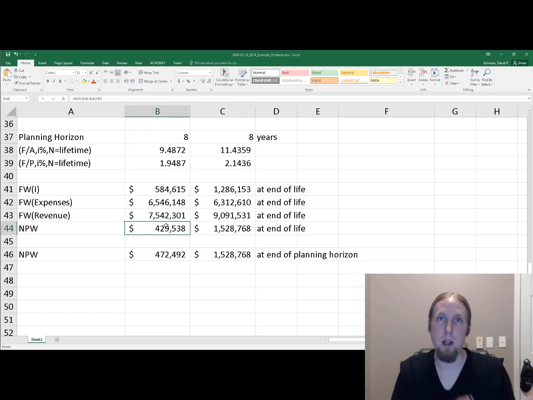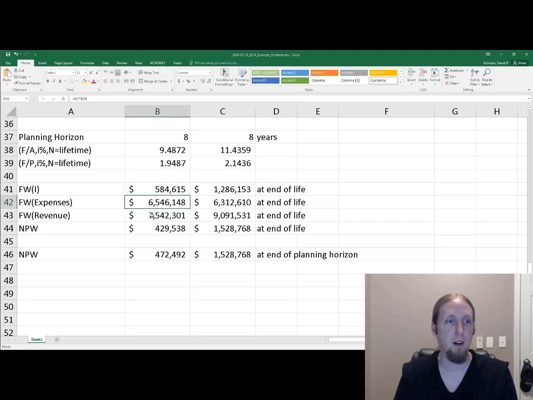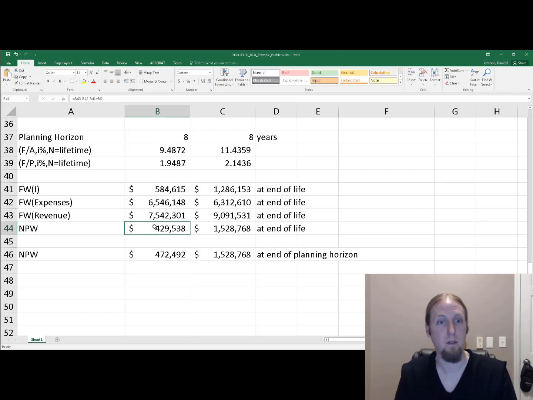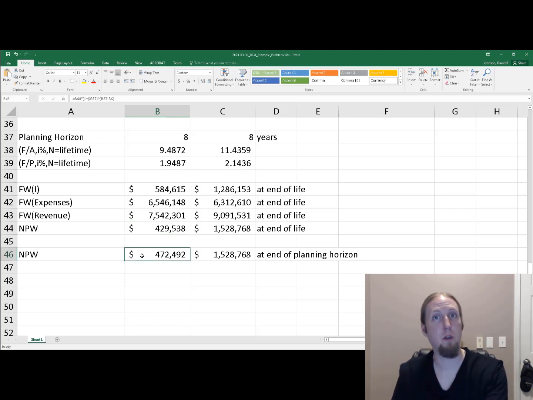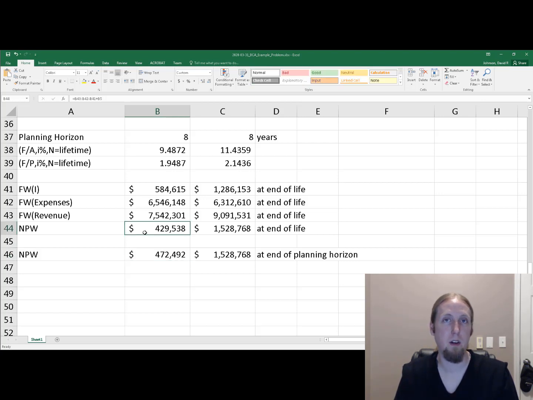For the BR Medical device, we can calculate using a 7-year useful lifetime what the future worth is of the initial investment, the annual expenses, and the annual revenue. And that gives us a net present worth at the end of t equals 7. Then we project that forward to t equals 8 using (1 + i)^n for 1 year, where i equals the hurdle rate. And since we have a 10% hurdle rate, that means we have an increase of about $43,000 over the net present worth at t equals 7.